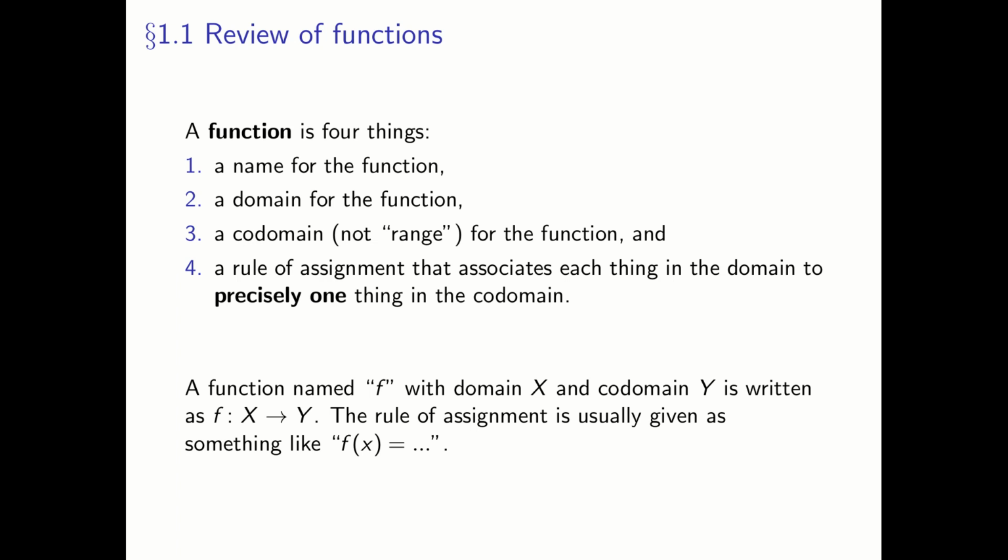Finally, a function has a rule of assignment that associates each thing in the domain to precisely one thing in the codomain. This is your f of x equals x squared plus 3 kind of thing. And that's usually when you see a function, that's the thing you're given. You're given the name, number 1 and number 4, and number 2 and number 3 are sometimes brushed under the rug. And I will be guilty of that as well from time to time.